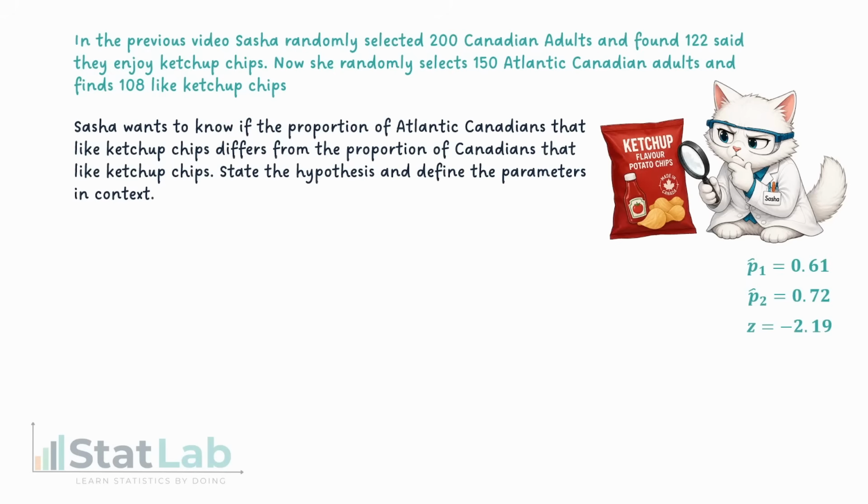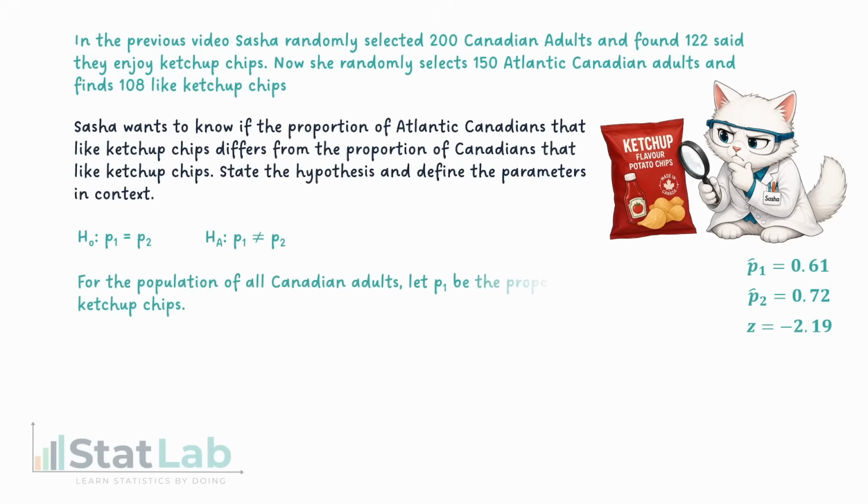Sasha wants to know if the proportion of Atlantic Canadians that like ketchup chips differs from the proportion of Canadians that like ketchup chips. State the hypothesis and define the parameters in context. So our H0 is simply that P1 is going to equal P2, and our HA is going to be that P1 is not equal to P2. So notice I didn't ask if one was less than the other or more than the other. I just asked if they were different, which is why I am doing a not equals to.